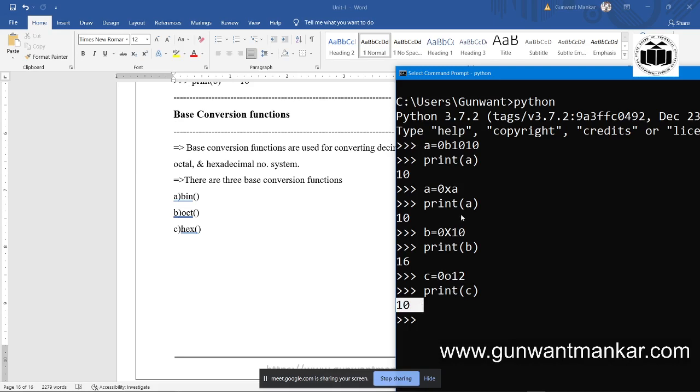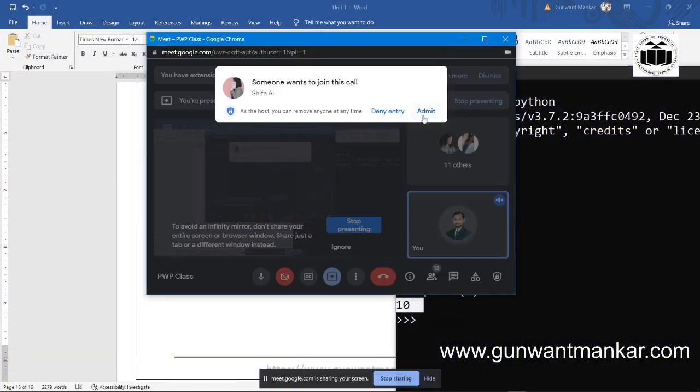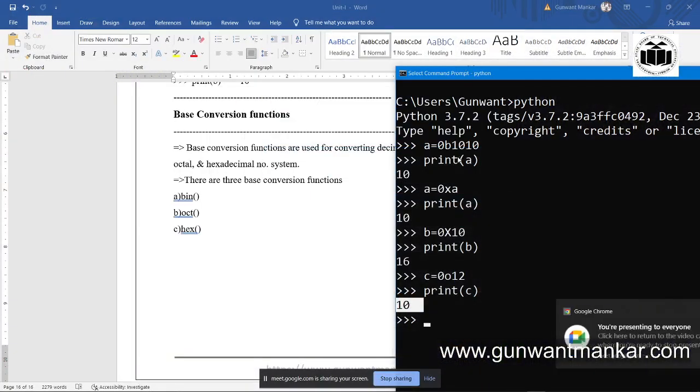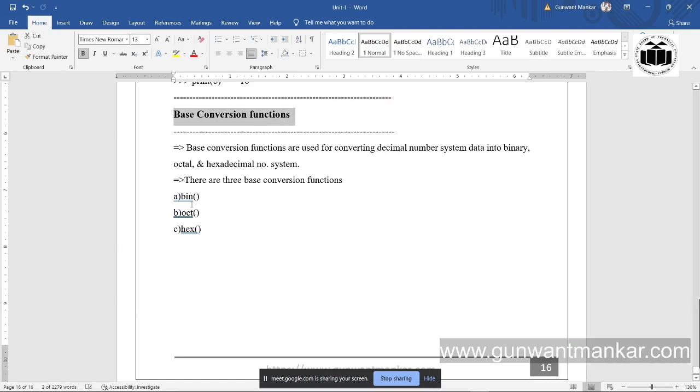I want to print in a particular binary number. I want to print in hexadecimal number, same thing. We want the output, we don't want the output in decimal. So we are going to use base conversion functions here. So base conversion functions are used to convert the decimal number system data into the binary, octal or hexadecimal number system.